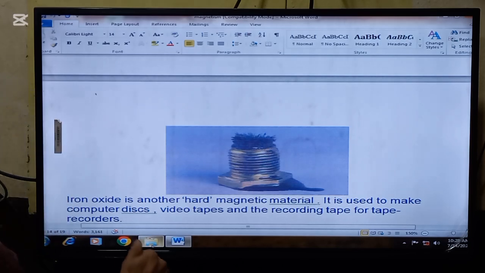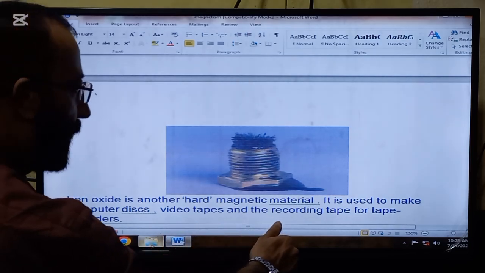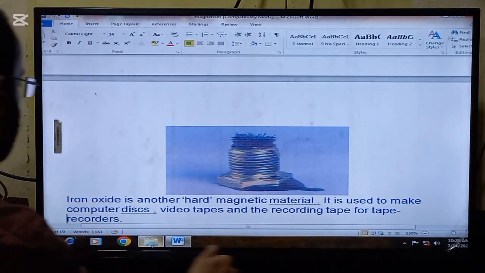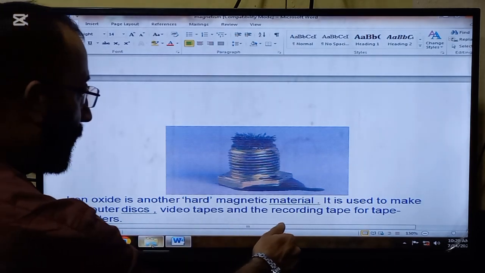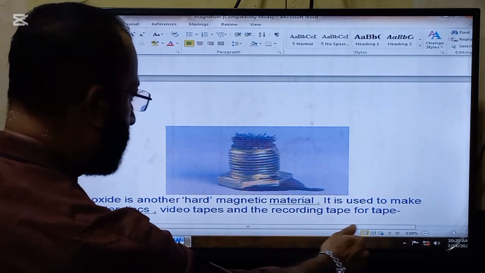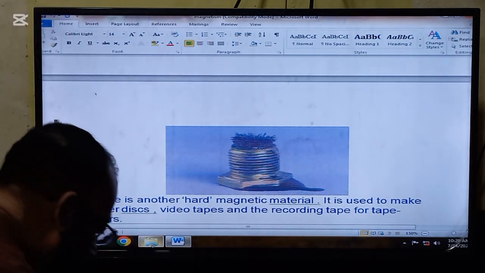Iron oxide is another hard magnetic material. It is used to make computer discs, videotapes, and the recording tapes for tape recorders.